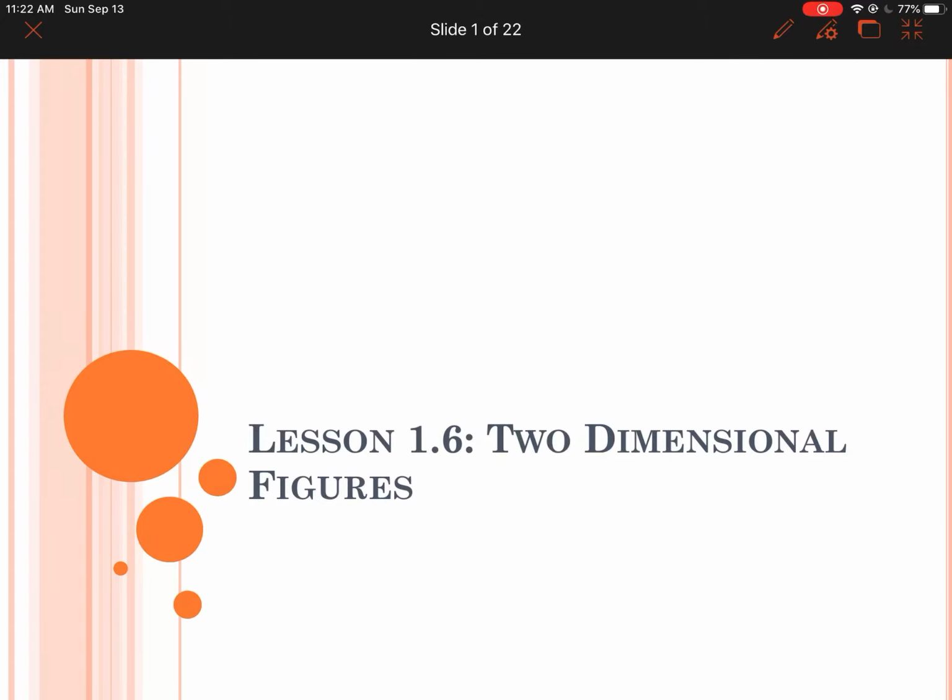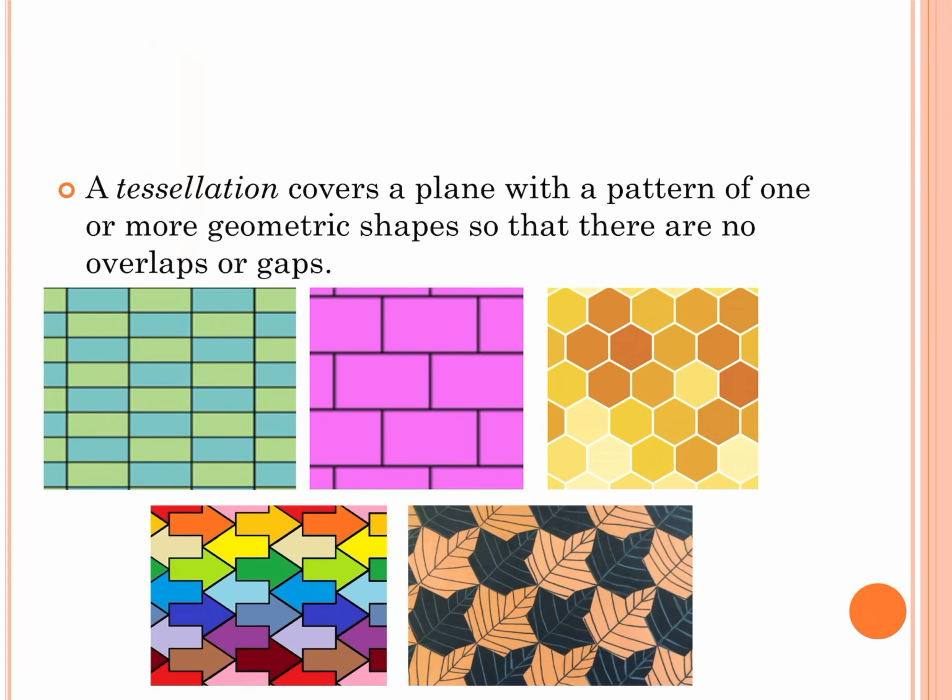Lesson 1.6, we're going to be looking at a lot of two-dimensional figures. So first we're going to look at an idea called tessellation. A tessellation covers a plane with a pattern of one or more geometric shapes so that there are no overlaps or gaps. So these 5 examples here are tessellations that just use one shape to cover the entire plane.